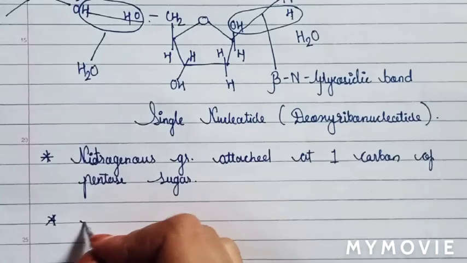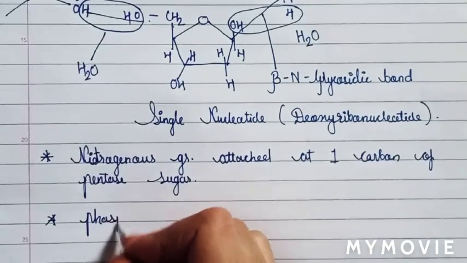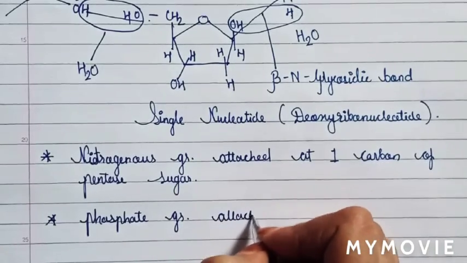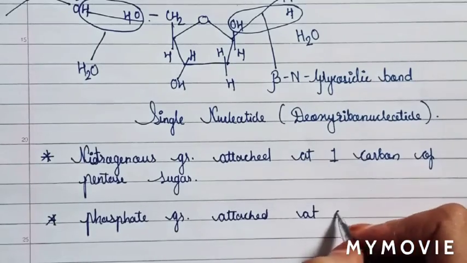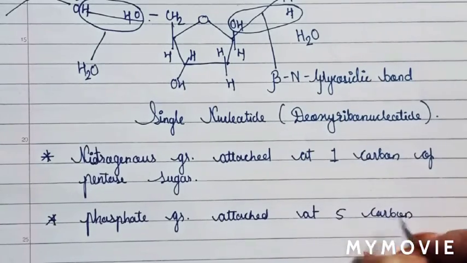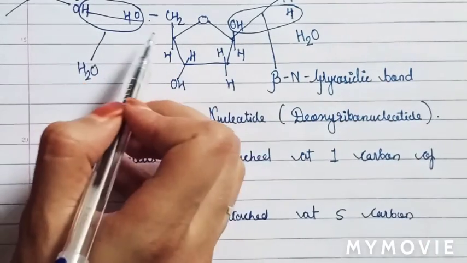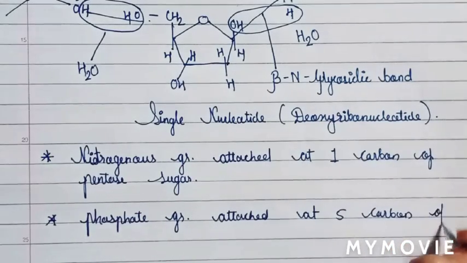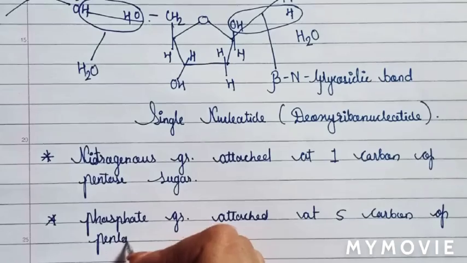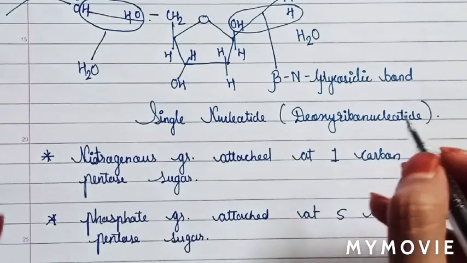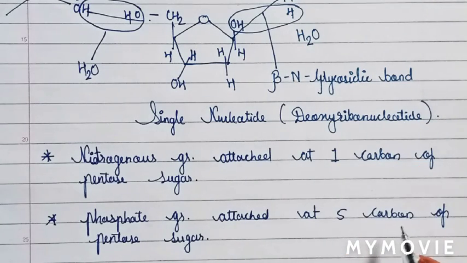And the phosphate group attached at the fifth carbon. Here you can see the fifth carbon of the pentose sugar with the phosphate group attached to it. So these two things are most important. You have to remember that when nucleotides are formed, the phosphate group is attached to the fifth carbon of the pentose sugar and the nitrogenous group is attached to the first carbon of the pentose sugar. These were the two important things.